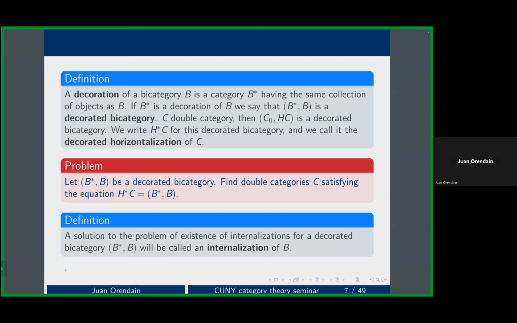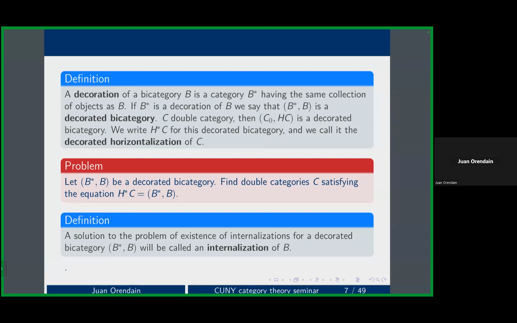So we're interested in the following problem. Suppose B star comma B is a decorated bicategory. We know that if B is a bicategory, we can think of B as a double category with red vertical arrows. Suppose you have a bicategory B and a collection of possibly vertical arrows. Now the question is, can you find a double category having B as globular squares, but having your collection of vertical arrows as vertical arrows? So if B star comma B is a decorated bicategory, we want to find double categories C satisfying H star C equals B star comma B. In that case, we'll say that C is an internalization of B star comma B.